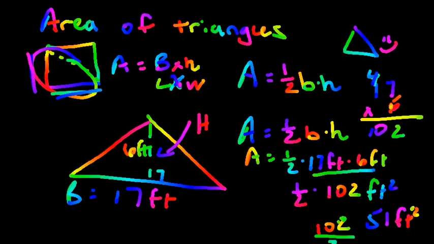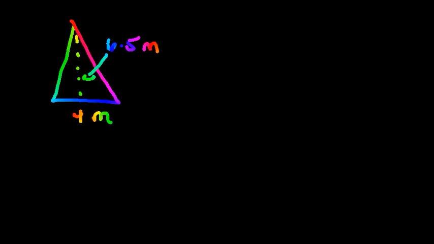Okay, let's try one together now. So here's our triangle that we are going to work on together. Right now on the bottom we have 4 meters, and right here we have 6.5 meters. So let's use our formula, and I want you to figure out how we are going to substitute our variables.